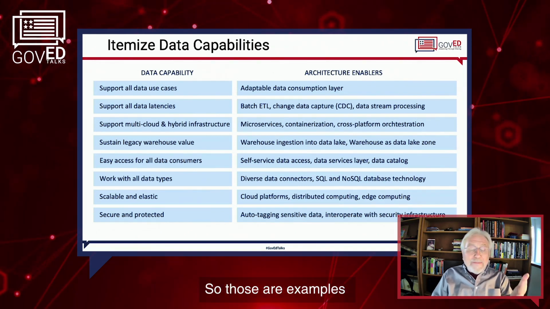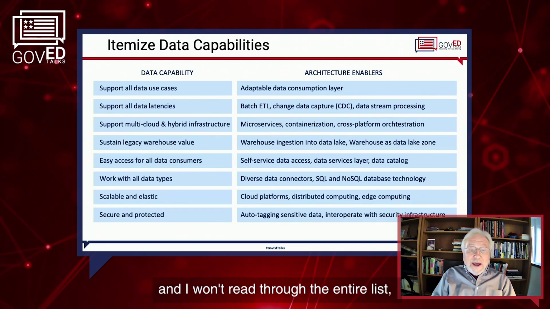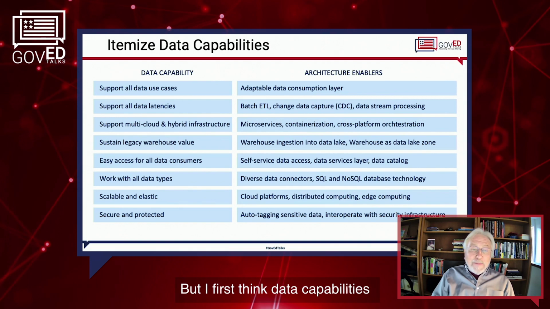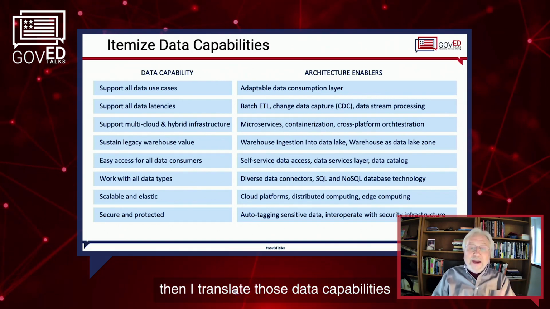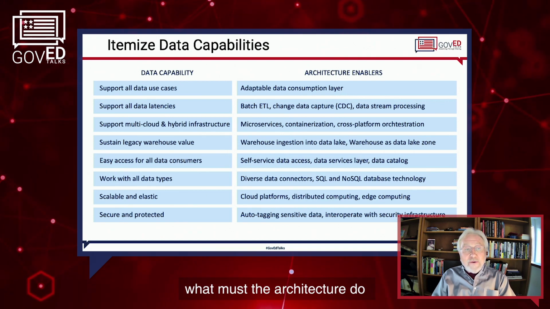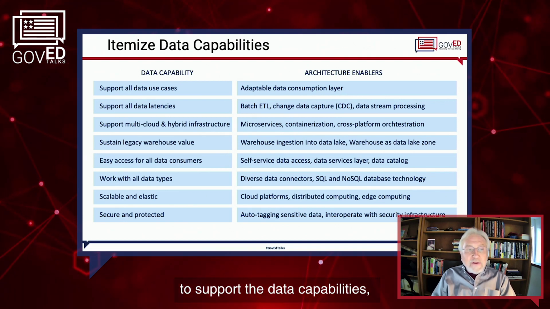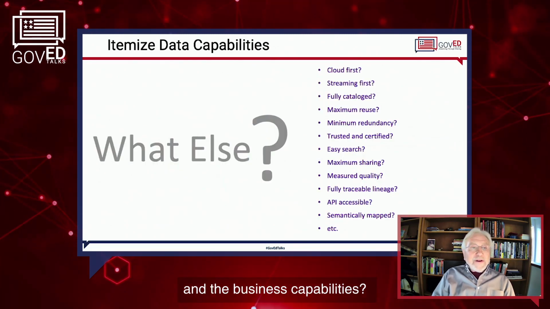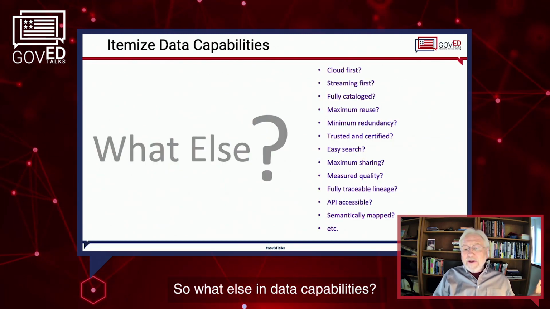So those are examples, and I won't read through the entire list, but you can see how important it is that I first think data capabilities, and then I translate those data capabilities into architectural features. What must the architecture do to support the data capabilities, which in turn support the business requirements and the business capabilities? So what else in data capabilities?